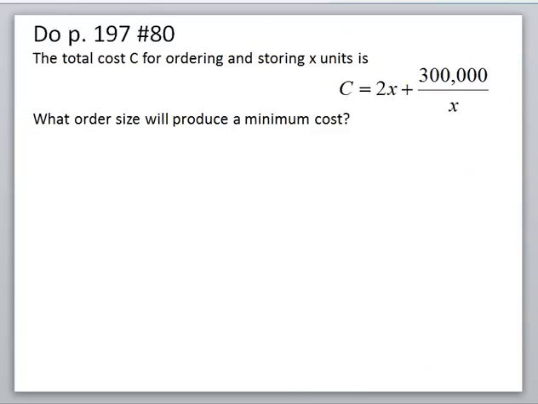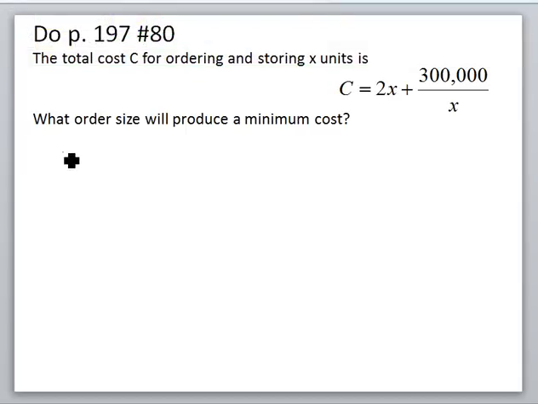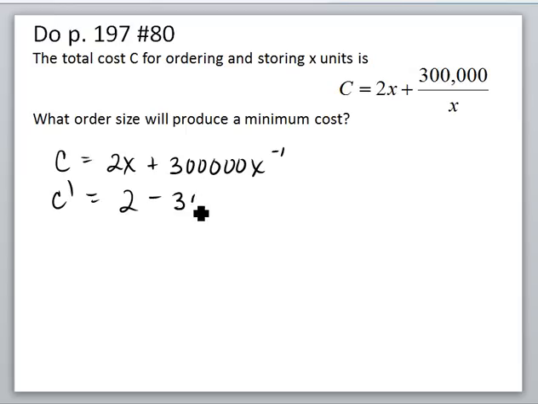Last example, the total cost, C, for ordering and storing X units is given by this. What order will produce a minimum cost? Minimums and maximums occur at the first derivative, so we're actually just going to find the derivative of this. I'll rewrite it first as 300,000 x to the negative first. So my first derivative would just simply be negative 300,000 x to the negative second.